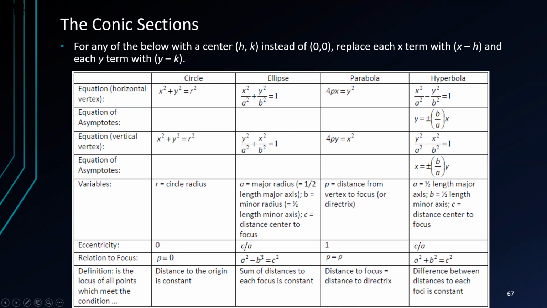Eccentricity: 0 for the circle. Ellipse, c over a. Parabola is 1. Hyperbola is c over a. Relation to focus, p is equal to 0. Here, a squared minus b squared is equal to c squared, etc. Definition, okay.